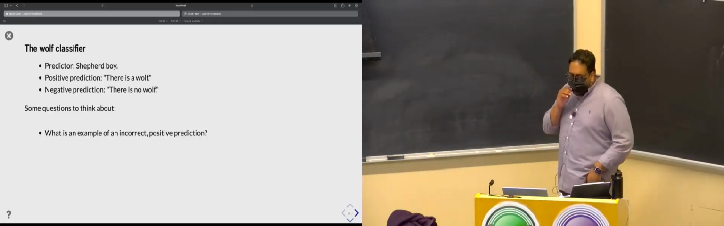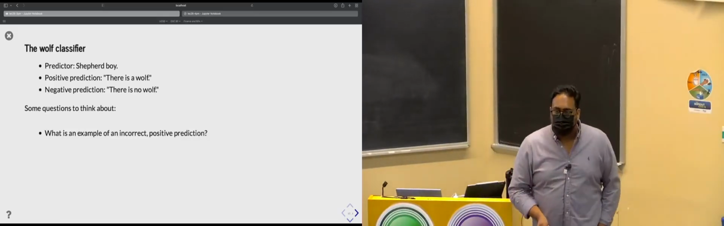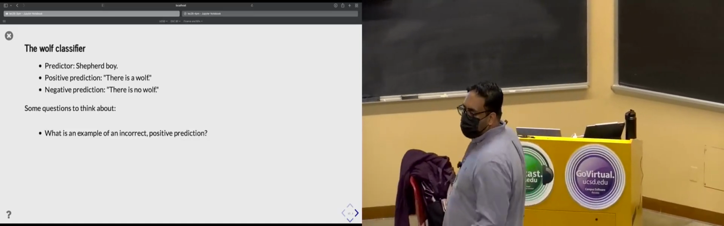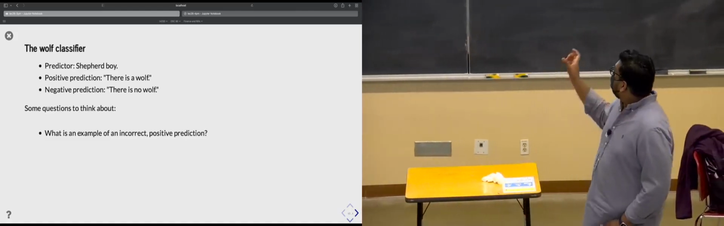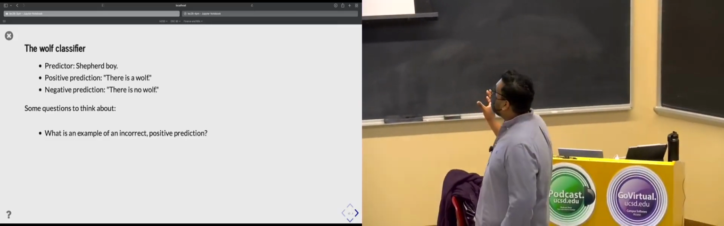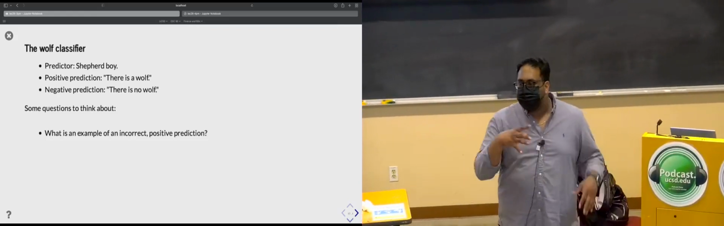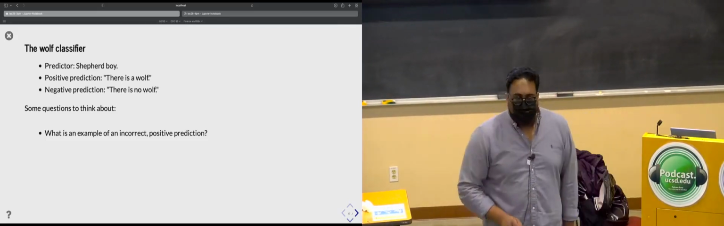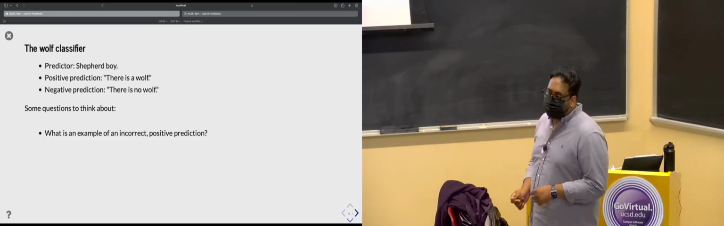All right. So what's an example of an incorrect positive prediction? What does that mean in the context of the story? But what did the kid say? So a positive prediction is one where he says there's a wolf. For it to be incorrect, there should have been no wolf. And that's what happened for most of the story. He kept saying there's a wolf, but there actually wasn't. And so that's what's known as a false positive. You say it's positive, or you classify it as being positive, but it's actually not.